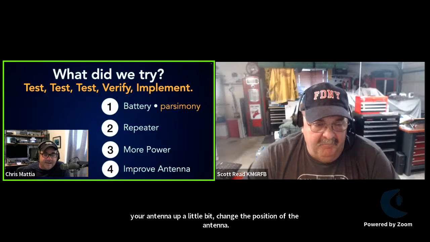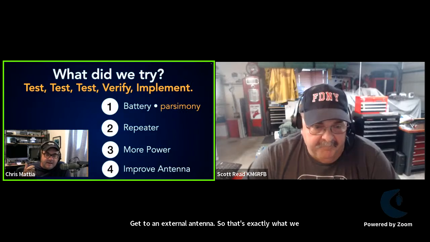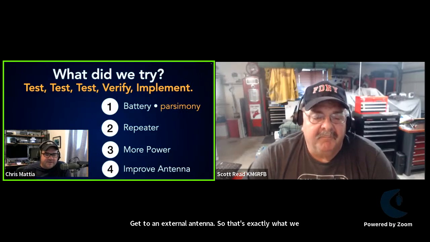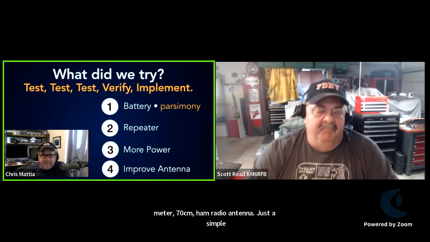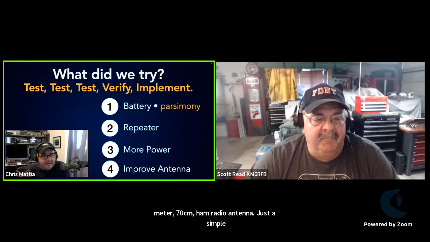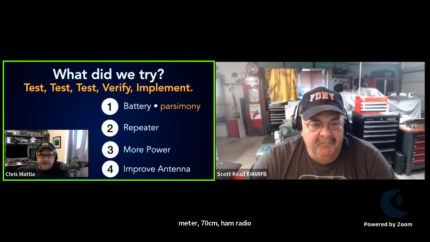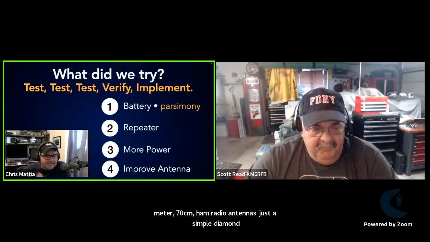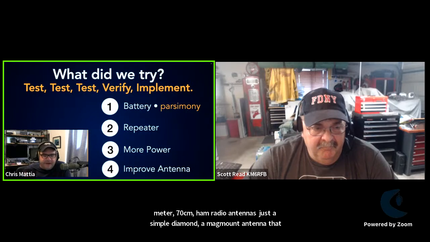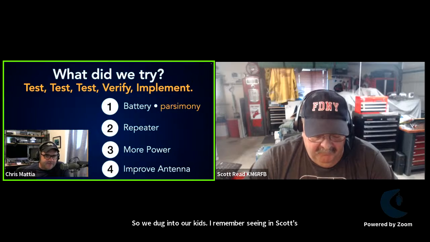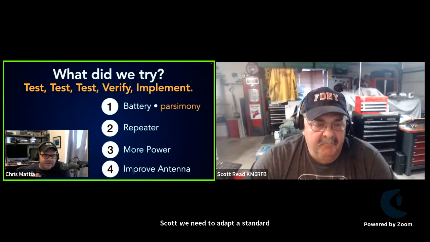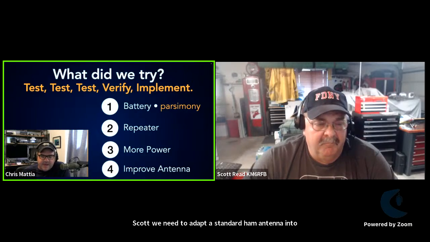I happen to have in my kit a mag mount 2 meter 70 centimeter ham radio antenna. It's just a simple Diamond mag mount antenna that I have in my kit that is a portable unit that I use. So we dug into our kits. I remember seeing in Scott's kit that he had a bunch of adapters. I said, hey Scott, we need to adapt a standard ham antenna into these land mobile radios. You dug in, you found just the connector that we needed to make that happen.